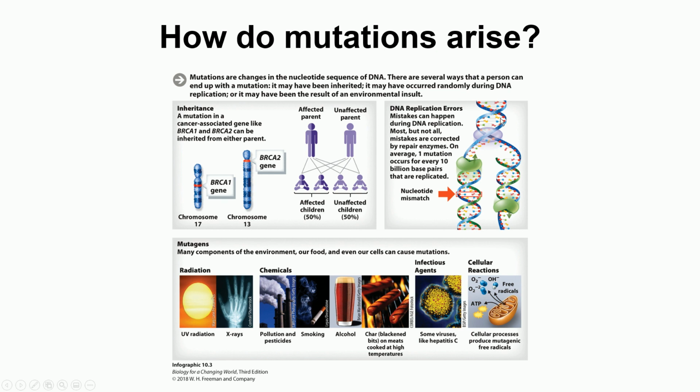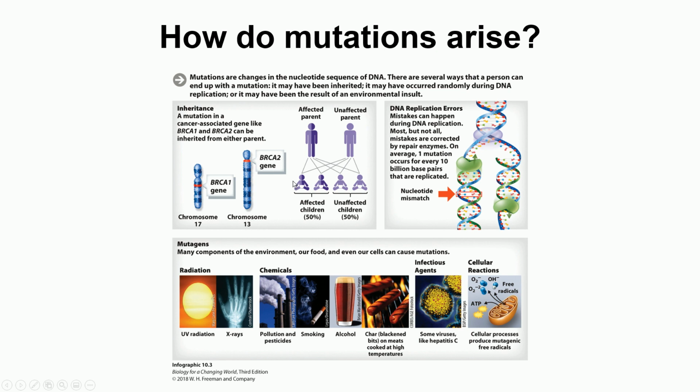DNA replication is a process, as we have already talked about, where the two strands separate, and each strand acts as a template strand, and on the template strand a daughter strand is made. When the daughter strand is being made, there is a possibility that a wrong nucleotide is incorporated, and that can result in mutations.